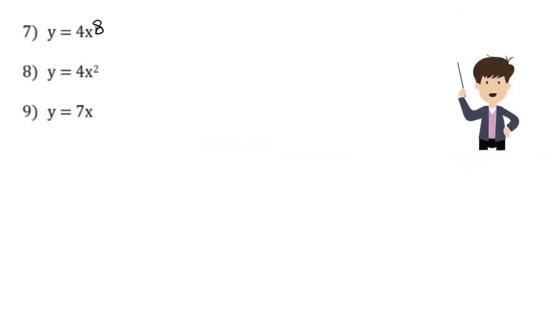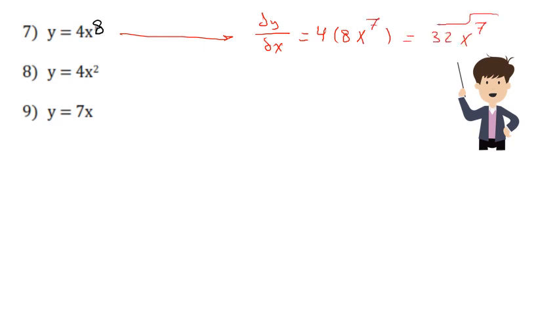Regarding question number 7, I wanted to find dy by dx, the first derivative of the function y. So it's 4 and x to the power of 8, put down the exponent, take 1 from the exponent, so it's 32x to the power of 7.